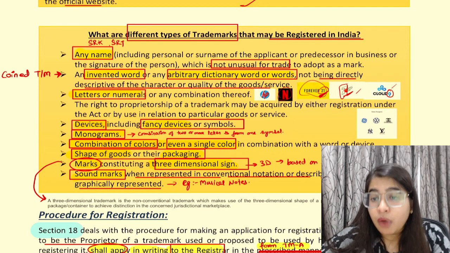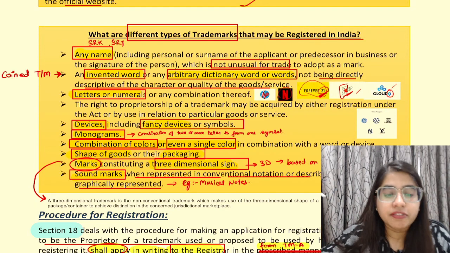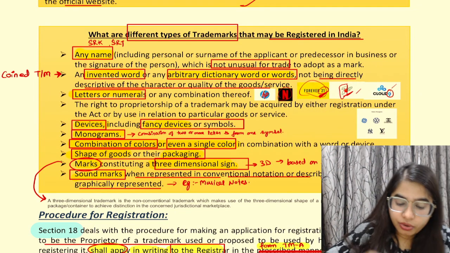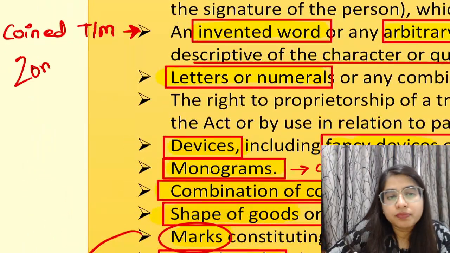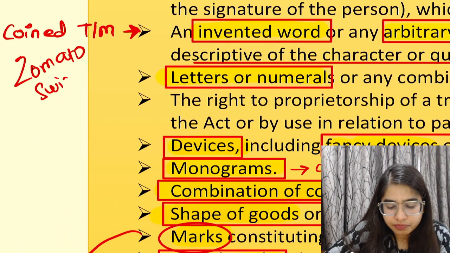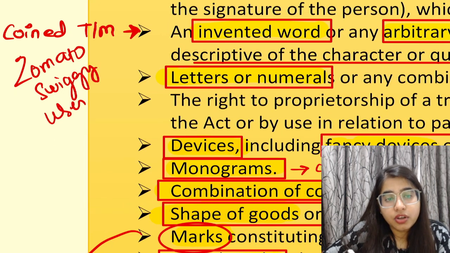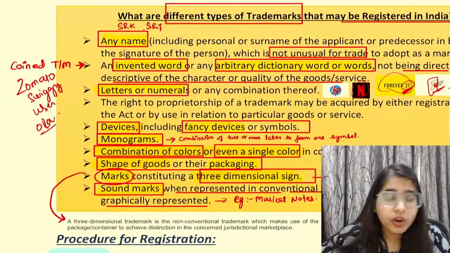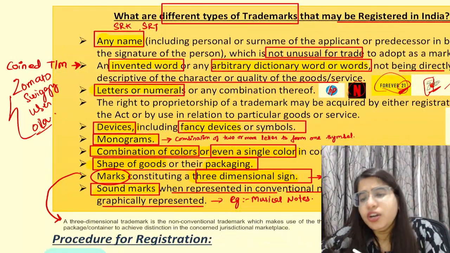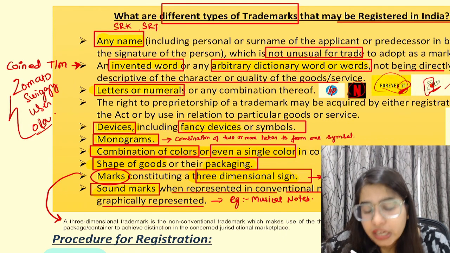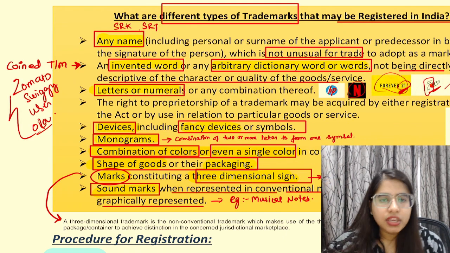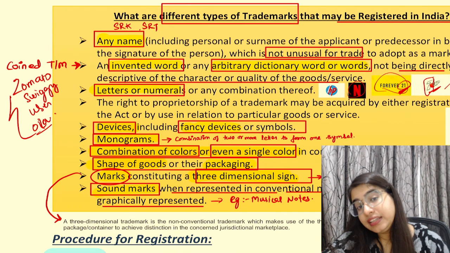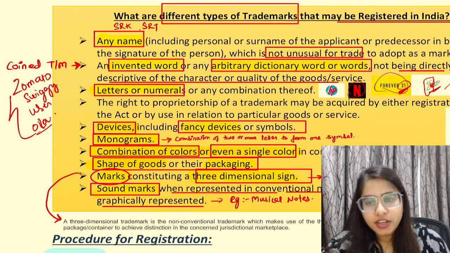Example, nowadays people are making invented words, matlab, which do not have any dictionary meaning. They are making that new word on their own. Example, Zomato, Swiggy, Uber, Ola. My dear, if you see all this, do they have any meaning? No, they don't have any dictionary meaning. We are making a new word, Swiggy. Does that have any dictionary meaning? No, that word does not have any dictionary meaning. We coined that word. Coined, matlab we invented that new word, and we are taking a trademark.